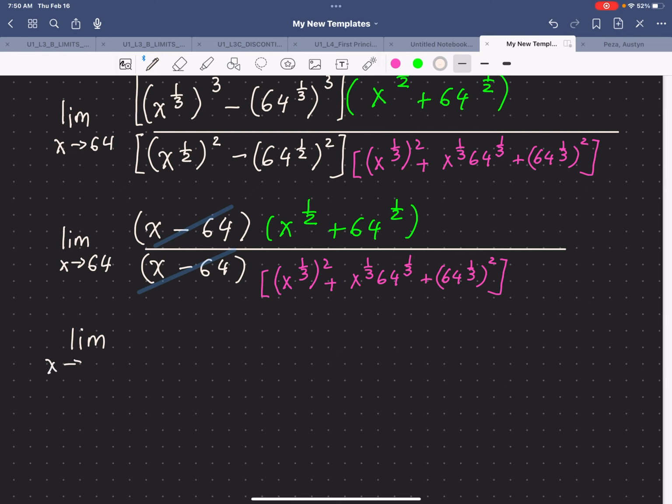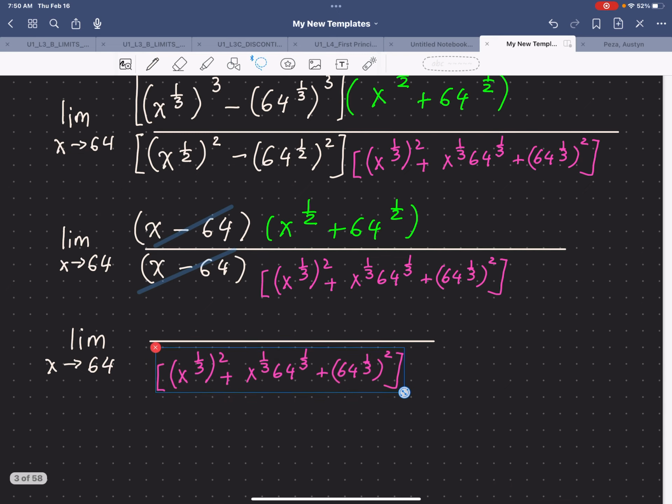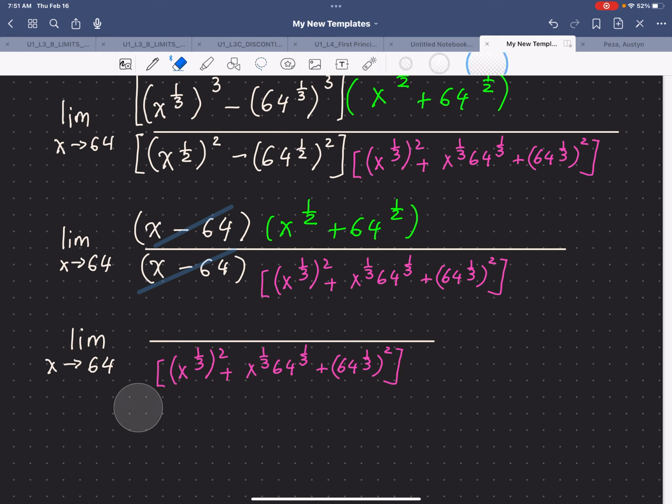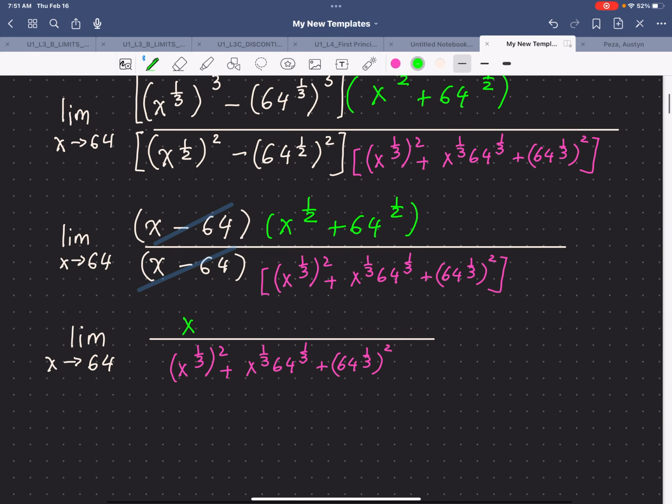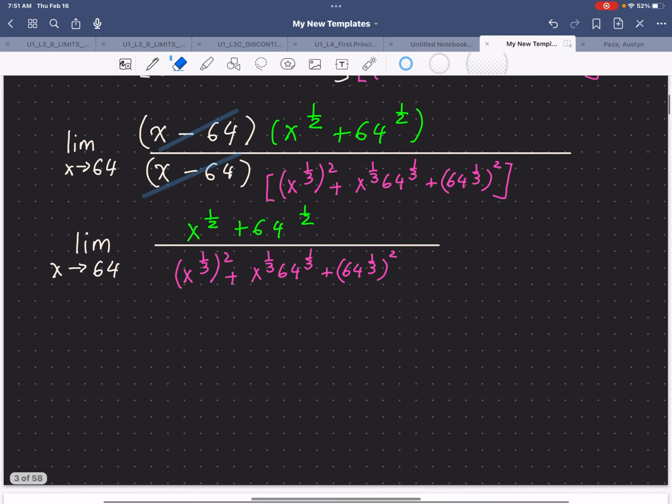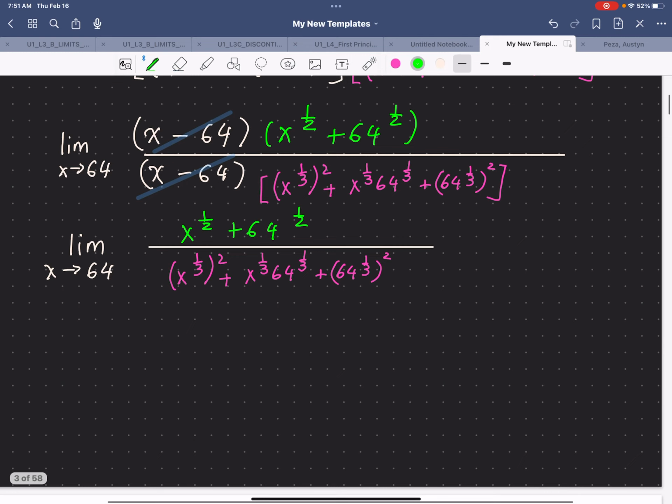We'll happily simplify them, and we will rewrite this limit in the most simplified form possible. So x is approaching 64, and a long fraction line one more time, and the denominator still has this amazing conjugate sitting here. We no longer need the brackets. There is no harm in keeping the brackets on, but we don't need them. And the numerator will have x to the power of 1 over 2 plus 64 to the power of 1 over 2. And now let's see if we are ready to evaluate this limit.